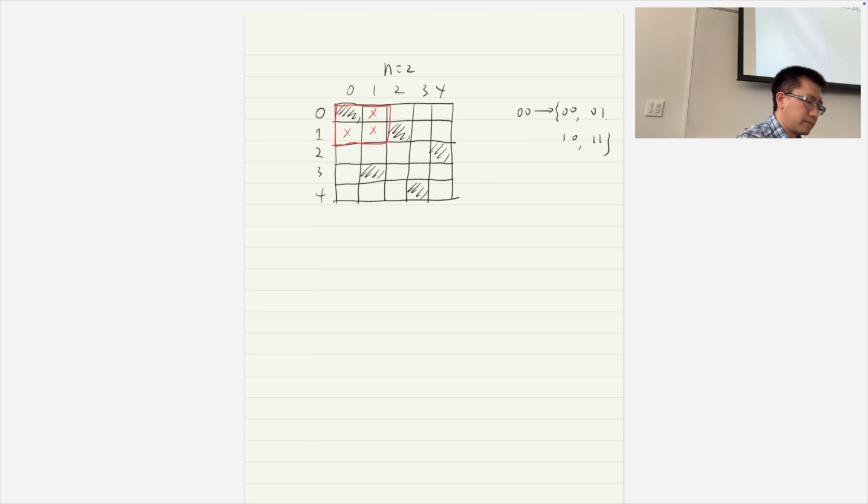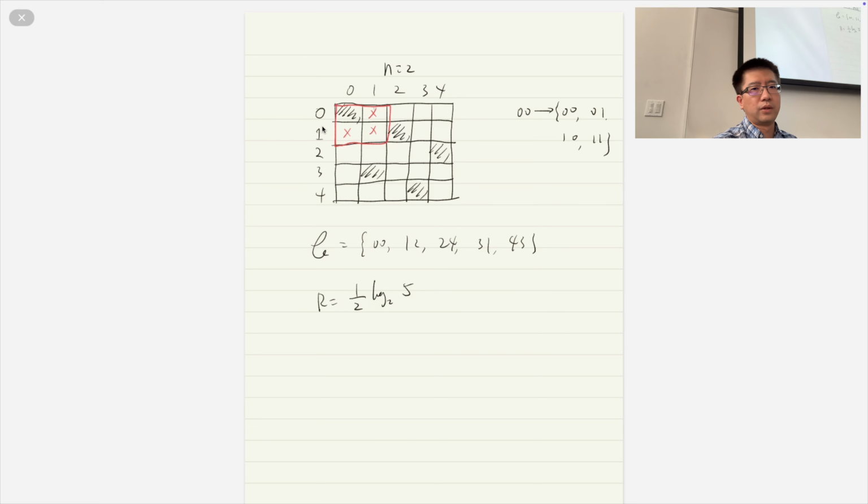Then what is the rate? In this case, our code book is 0, 0, 1, 2, 2, 4, 3, 1, and 4, 3. And our rate is 1 over n, which is 1 over 2 log 2, and there are 5 code words. So this would be the rate. Clearly this is bigger than 1, because if it's 4, then it's 1. So it's 5. And as n increases, we can transmit more.